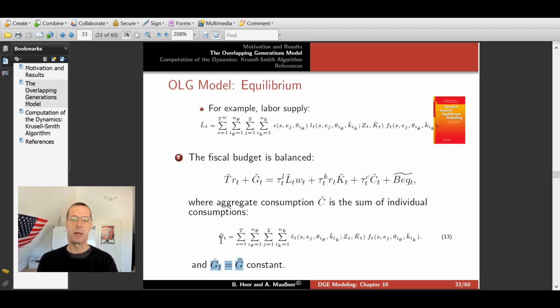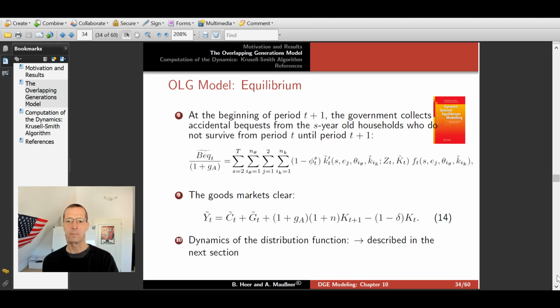And again, we can, for example, derive aggregate consumption with the help of the consistency condition that it's equal to the sum of individual consumption. We can derive an expression for accidental bequest, which is given by the first equation on this slide here, and is derived in the book. And we have that the goods market is clear, so total production Y is equal to total consumption C plus government consumption G plus investment, and investment is given by the capital accumulation K_{t+1} minus K_t plus depreciation delta times K_t.